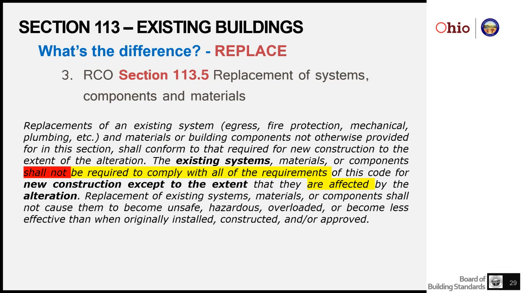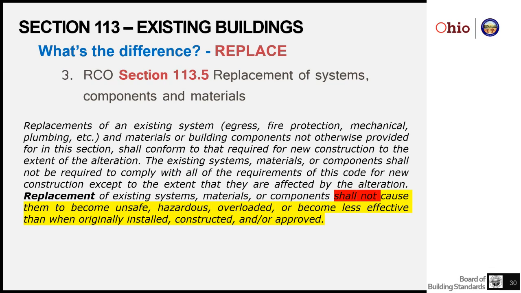That's one of the clearest examples about replacement and limiting the approval and the review to the furnace itself. That would be the extent of the alteration, or what is affected by the alteration. Again, in replacement, it goes on to say that this replacement shall not cause any of those systems to become unsafe, hazardous, overloaded, or less effective than when originally installed, constructed, or approved.